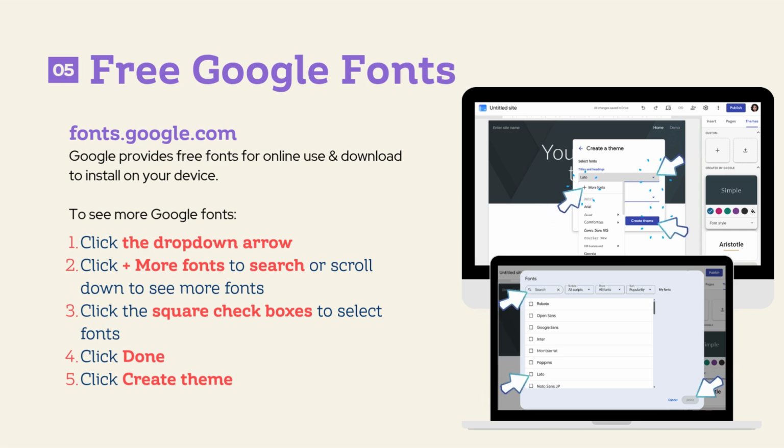To see more Google fonts, on your Google Sites canvas, click the drop-down arrow, then click plus More Fonts to search or scroll down to see more fonts. Simply click the square checkboxes next to any fonts you want to use and click Done. Click Create Theme to lock those choices into your site layout.